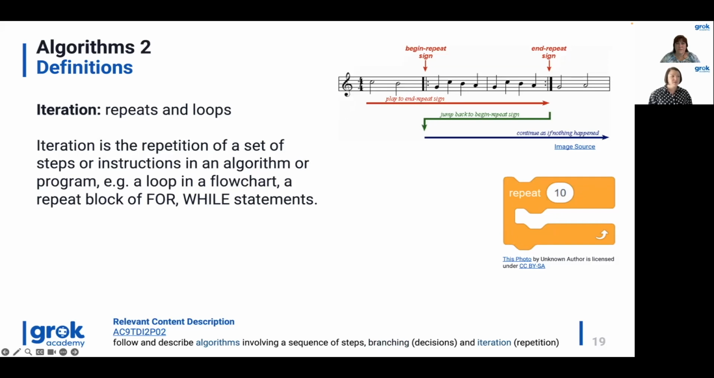Iteration is the repetition of a set of steps or instructions in an algorithm or program. Being able to identify patterns in everyday life can help learners to identify patterns when programming. Repetition is such an important concept in developing programming skills and is commonly used in algorithms to help simplify processes. Whilst it is introduced in Years 1 and 2, remember it is not expected to be assessed.